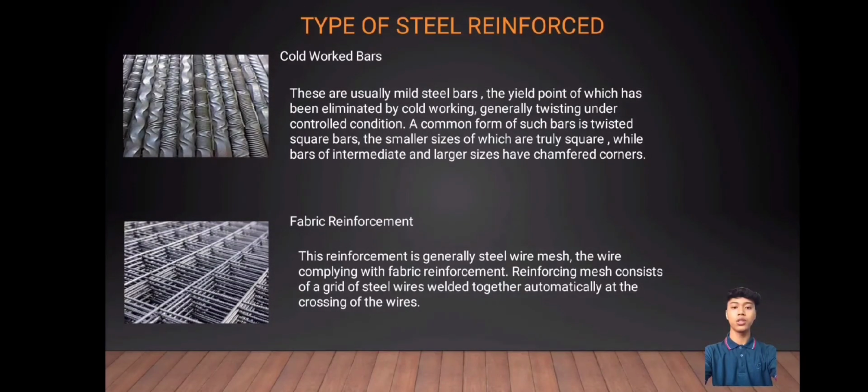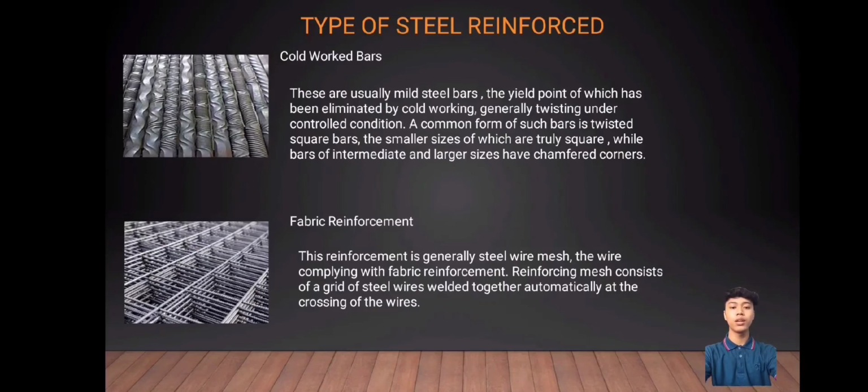Third, cold worked bars. These are usually mild steel bars, the yield point of which has been eliminated by cold working, generally twisting under controlled condition. A common form of such bar is twisted square bars, the smaller sizes of which are truly square, while bars of intermediate and larger size have chamfered corners.